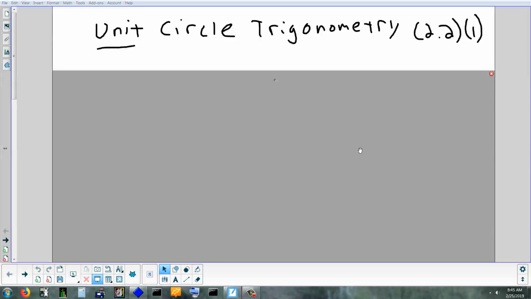Right, so this week we're going to focus just on one section, 2.2, and it's what we call unit circle trigonometry. This is going to be the only test that we have through the whole class that you cannot have a reference sheet for. Okay, every other test you can, but this one is the only one that you can't.